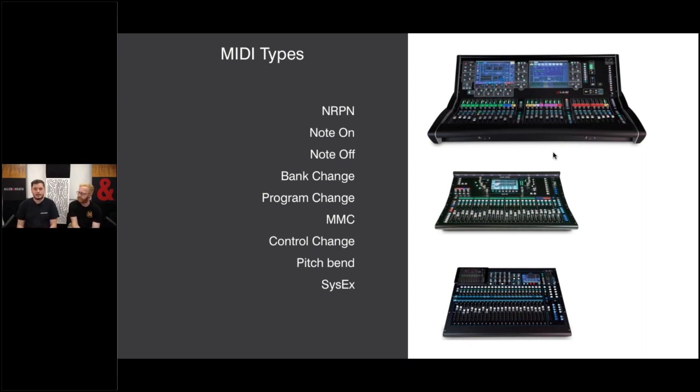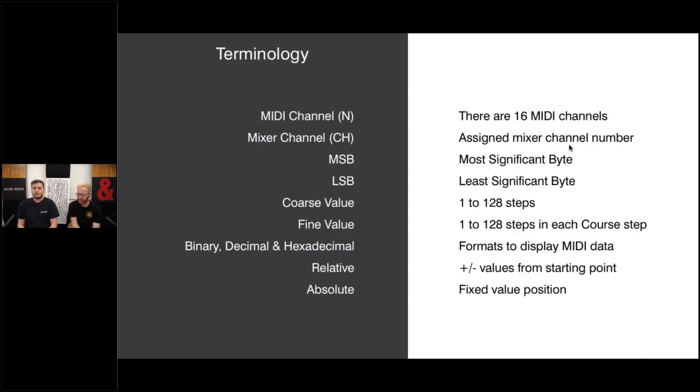We'll also have a look at some terminology now. So we have MIDI channel. That's not to be confused with mixer channel. There are 16 MIDI channels available, and you can think of it in the same way as broadcasting to a channel on your television. Only what you broadcast to that channel can be viewed on that channel. The mixer channel is the actual physical input or output fader channel on your mixing desk. So don't confuse the two.